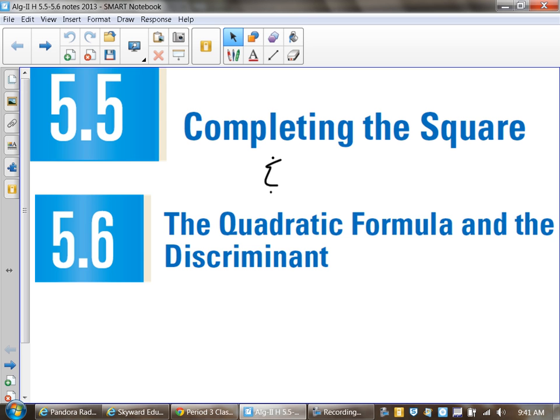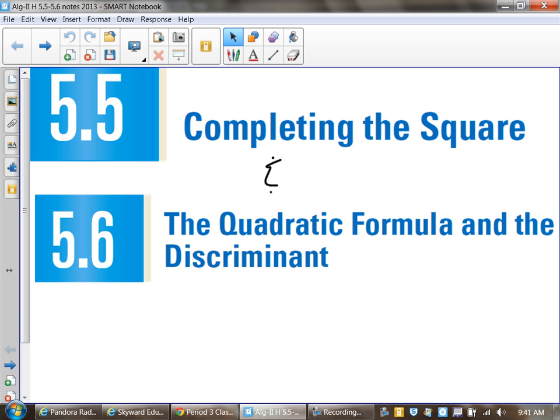These two sections, one of them you already know everything about. You guys already know how to use quadratic formula. I think some people were actually using quadratic formula on the quiz yesterday, which is fine, I guess, even though it didn't tell you not to. But the other one is called completing the square.